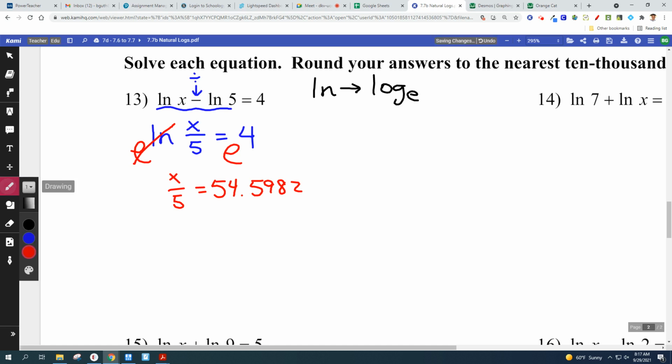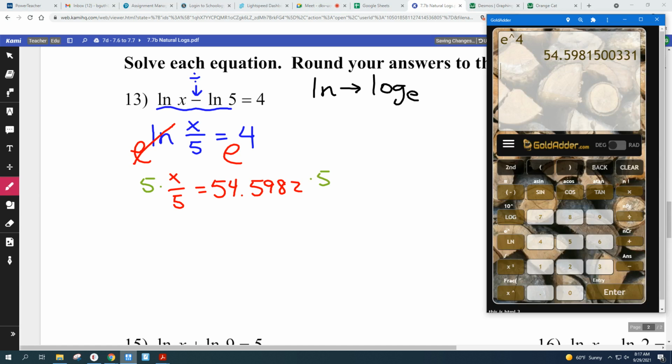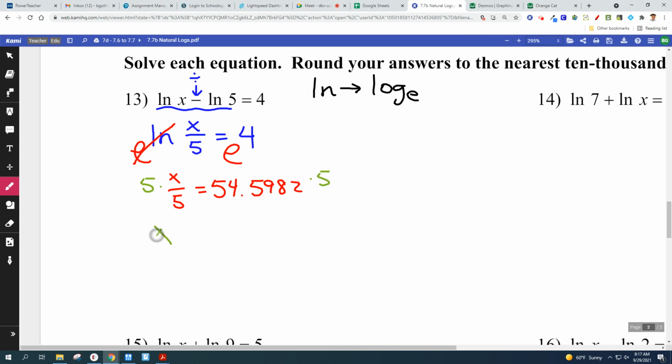All right, we are solving, so that means we need to isolate the variable. We're going to multiply by 5. Now check it out. If you've got that number in your calculator, I'm not going to retype the number. I've already got it in there. So all I'm going to do is hit times 5, and it's going to pull that whole thing down without the rounding. That's kind of nice because you don't really ever want to round until the very end. You don't want to round off a rounded off answer. So what is that? X is about 272.9908.